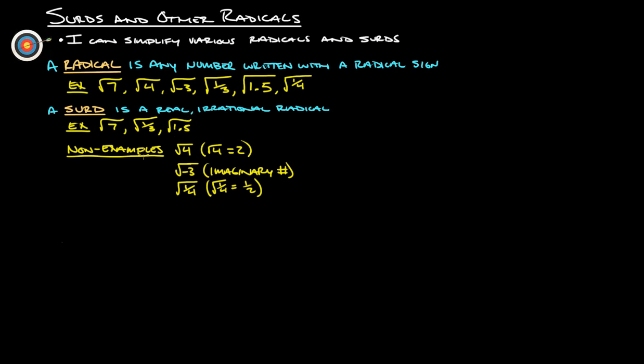Some non-examples would be square root of 4, because the square root of 4 is actually 2, so that's not actually a surd. Square root of -3 is an imaginary number, so that's not a surd either. Square root of 1/4 simplifies down to 1/2, also not a surd. So that's the difference between radical and surd.